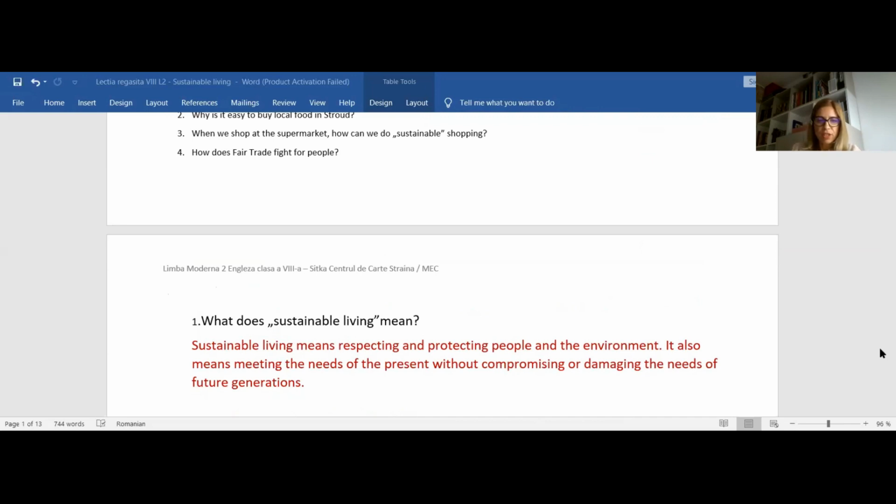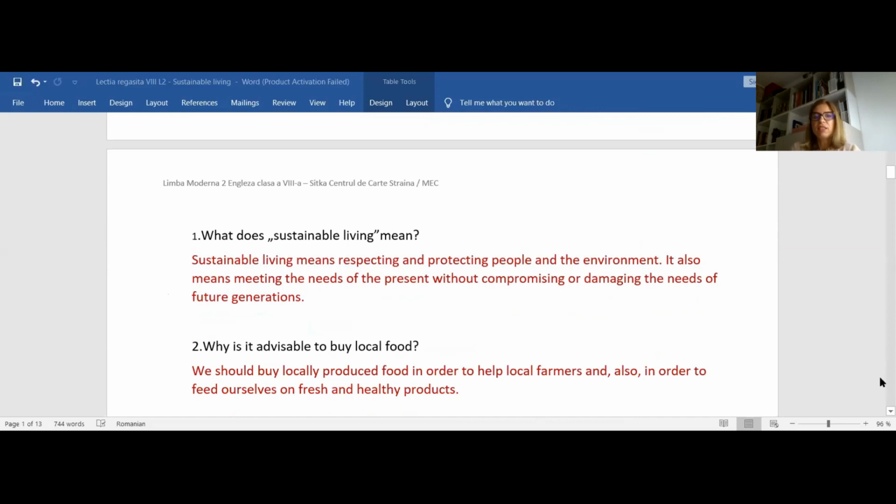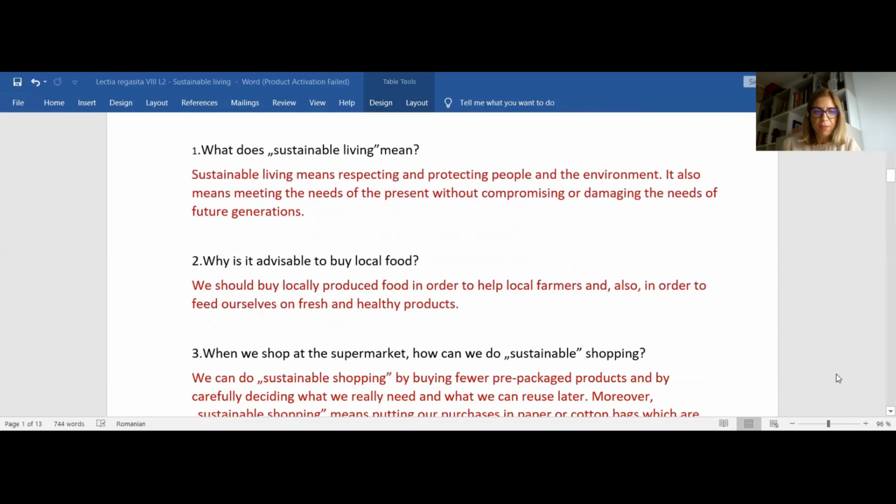The second question, why is it advisable to buy local food? We should buy locally produced food in order to help local farmers and also in order to feed ourselves on fresh and healthy products. Question number 3.